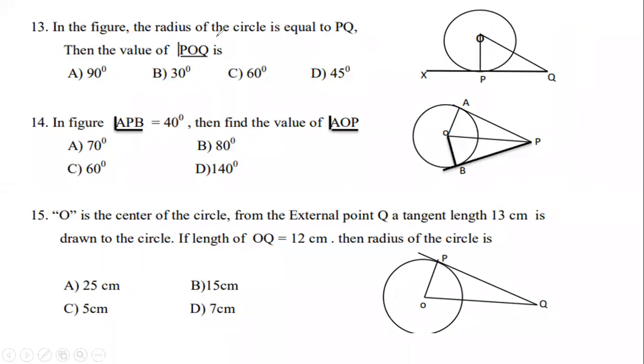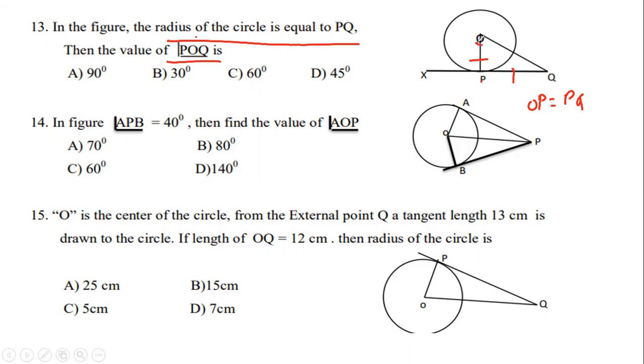In the given figure, you just need to find out the value of POQ. Don't read everything. Observe here, in the given figure, the radius of the circle is equal to PQ. Then this and this are equal. Is it right? Yes. Radius is OP. OP is equal to PQ. Then the value of POQ.